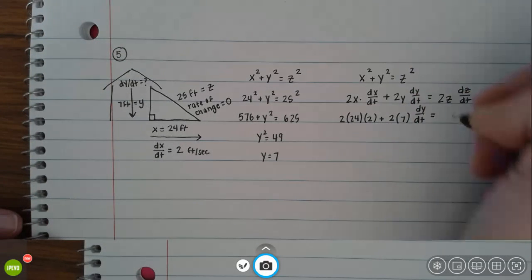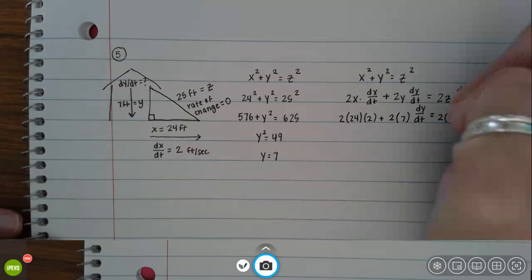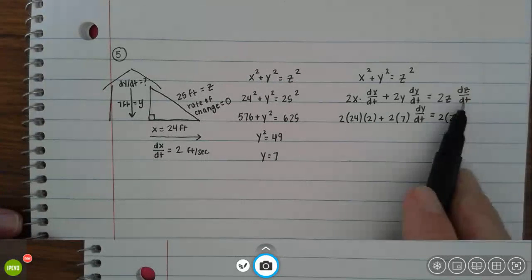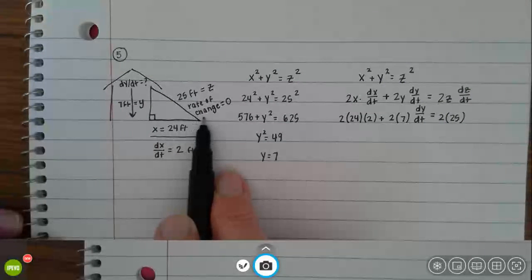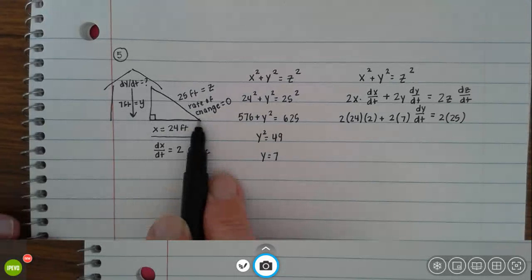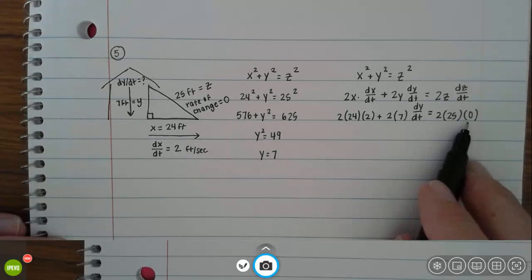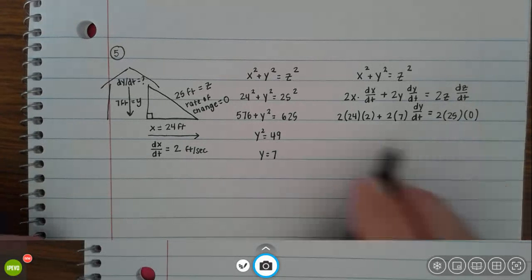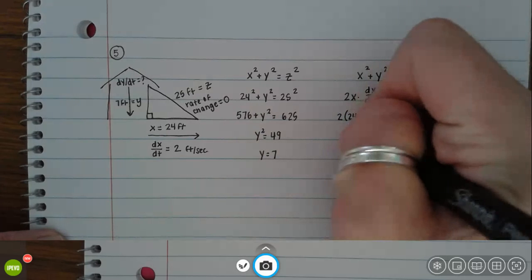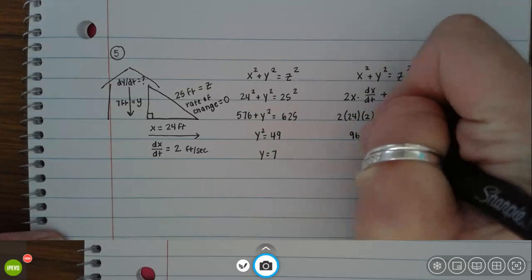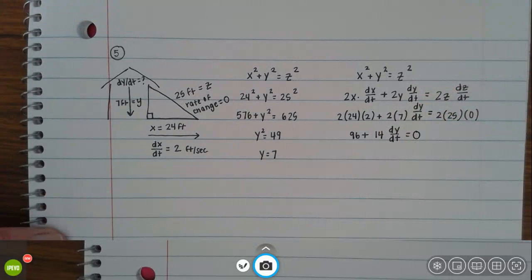And that's going to be equal to 2 times z. So we said that z was the length of the ladder, so 25. And dz dt is representing the rate of change of the ladder, which we said was 0 because the length of the ladder is not changing. So that's going to actually end up working pretty nicely over there. So I'm going to multiply this out. So 2 times 24 times 2 will give me 96, plus 2 times 7, 14 dy dt. And that is actually just going to be equal to 0 on the right-hand side.